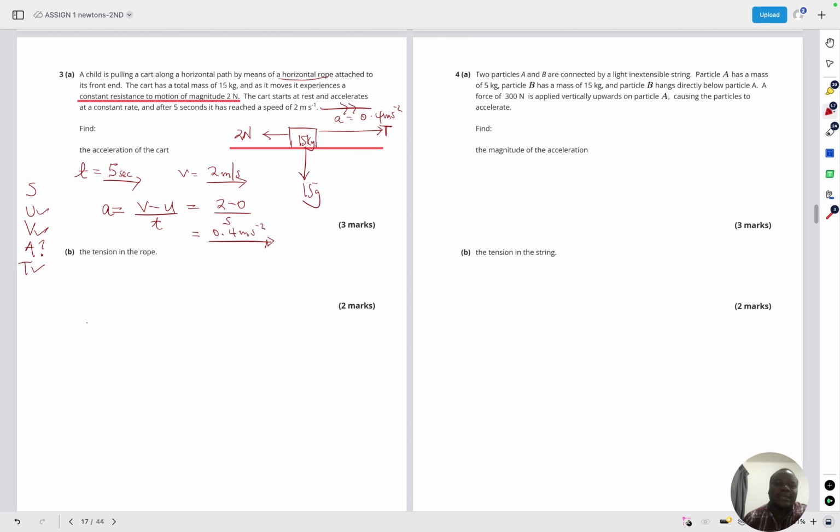We know that Newton's second law of motion states that this applied force we are trying to find, T, minus the opposing force 2, should be equal to the mass of the body, which is 15, times the acceleration, which is 0.4. So T minus 2 equals 15 times 0.4, which gives us 6. Then the tension is going to be 6 plus 2, to give us tension equals 8 newtons. So the tension, or the force applied in the string, is 8 newtons.